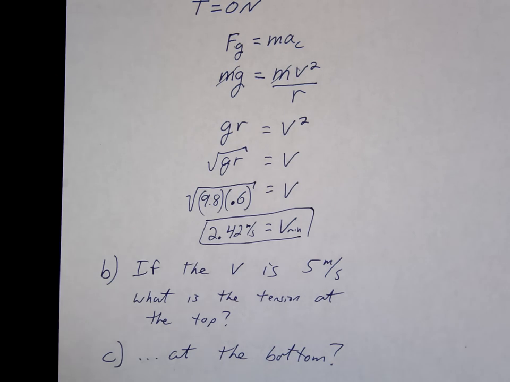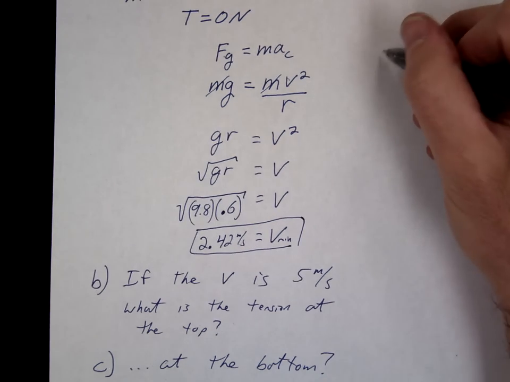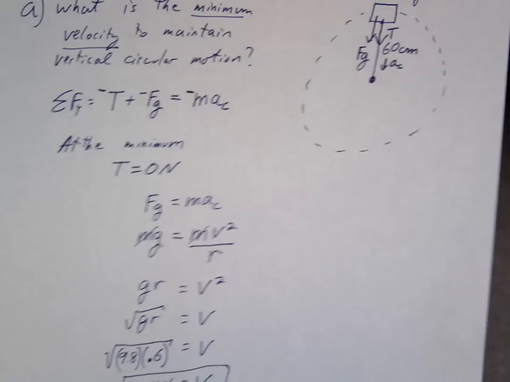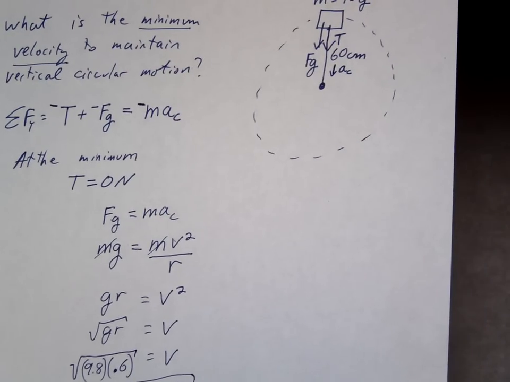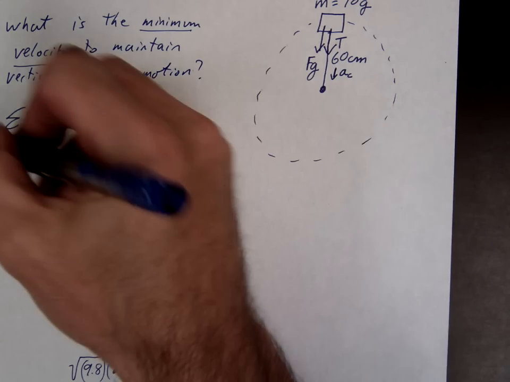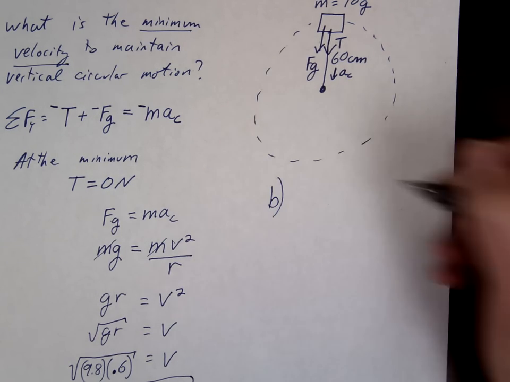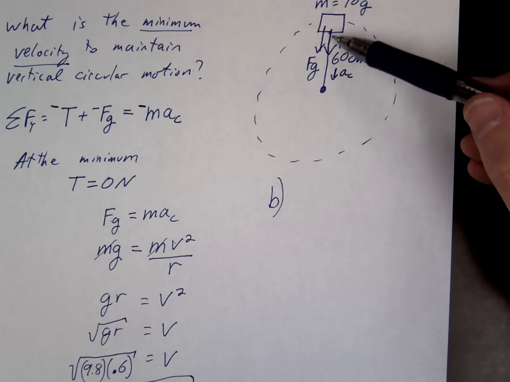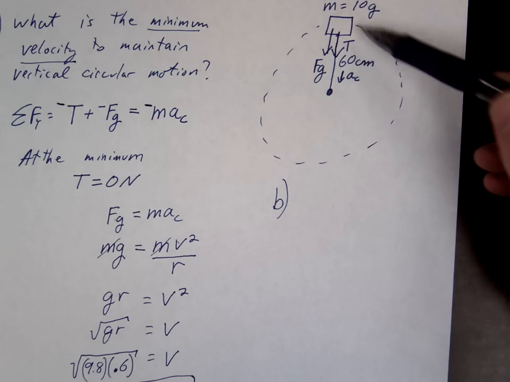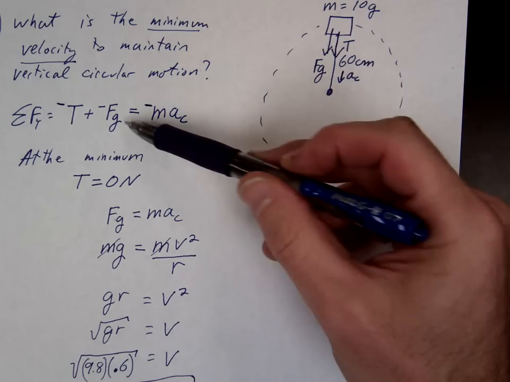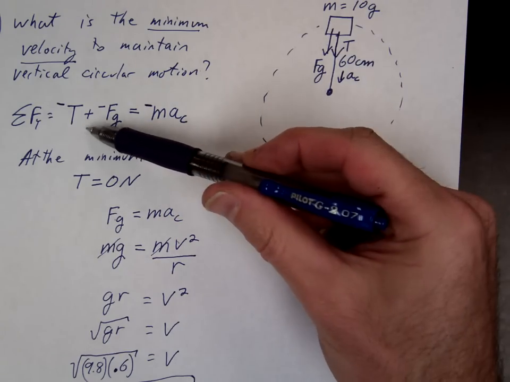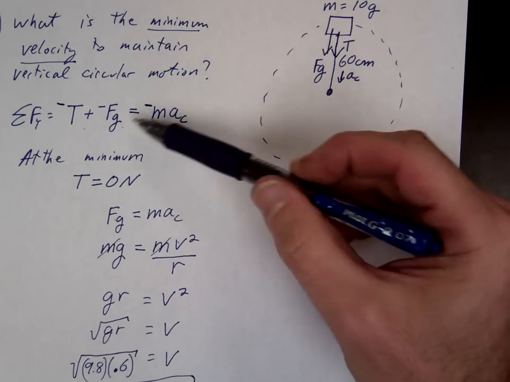the bottom. Okay, so B should be pretty easy to do because we've kind of already done it for the most part. So I'll just do B right here to the side, because we've already set up our free body at the top. We've already set up our equation at the top, right? This was our equation at the top. But what's the difference this time?